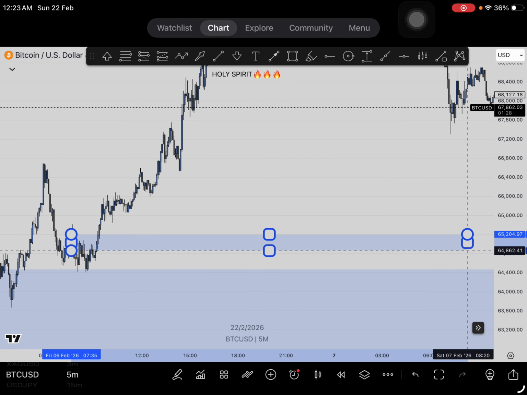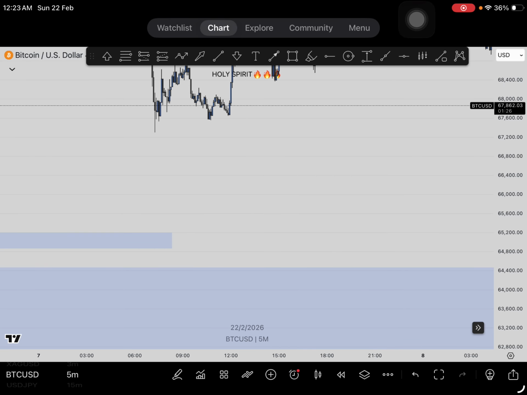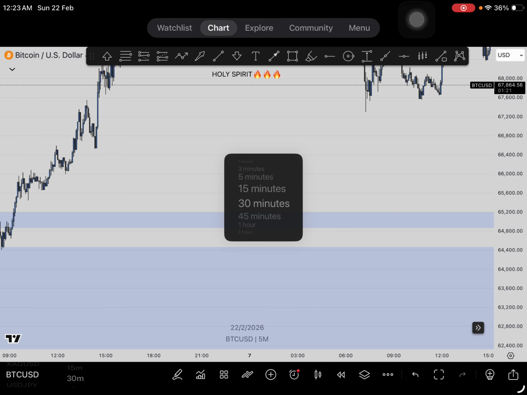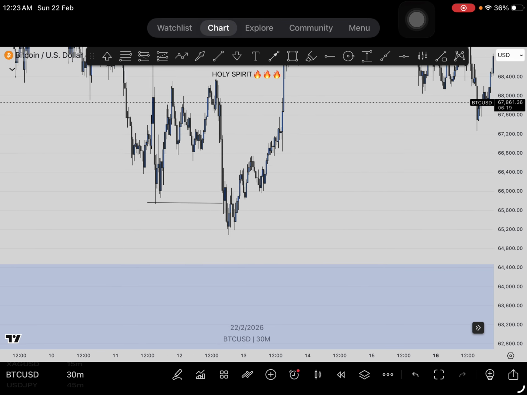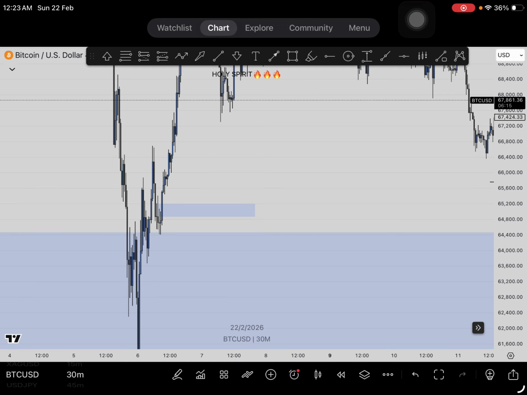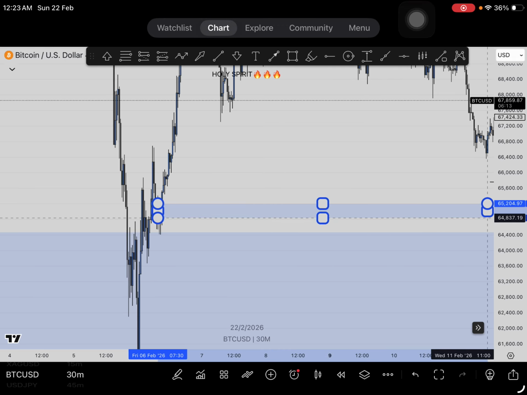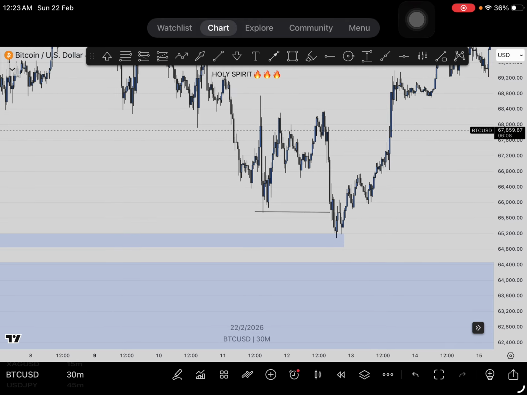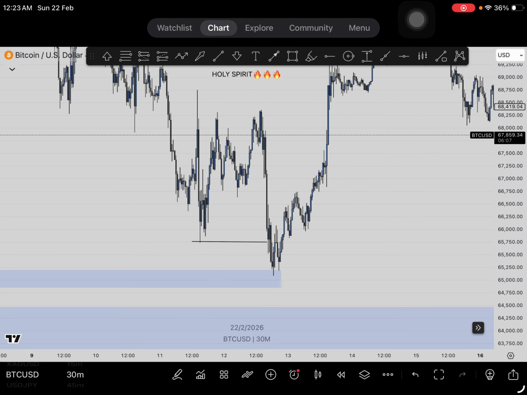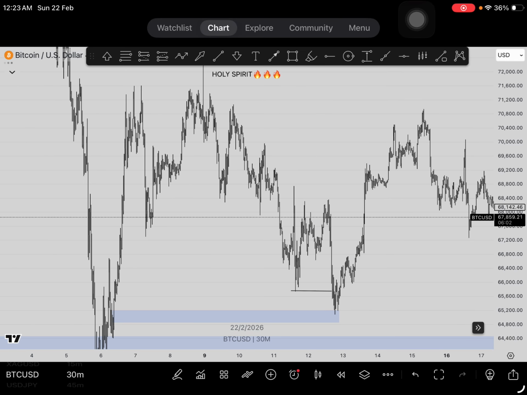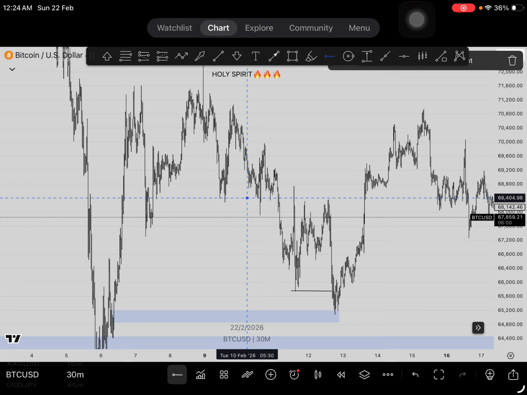So what I did was that I just had to go back to see what the market was doing. So right now, after the market has done that, the market was supposed to buy to clear this high.